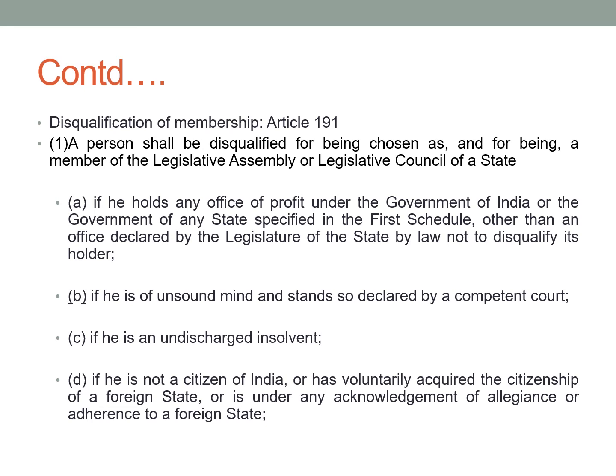Fourth point is if he is not a citizen of India or has voluntarily acquired the citizenship of a foreign state or he is under any acknowledgement of allegiance or adherence to a foreign state. That means if he is loyal or attached to any other foreign states and he is not a citizen of India, then he will be disqualified from the state legislature.